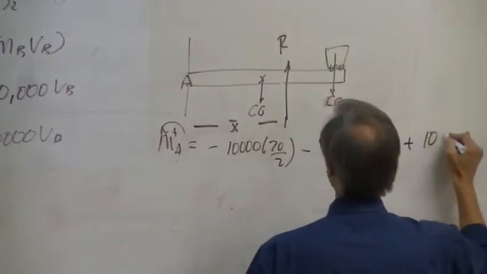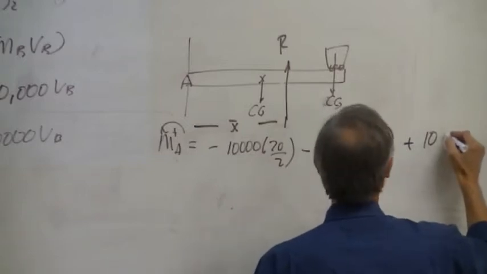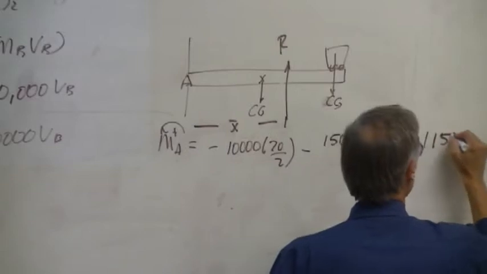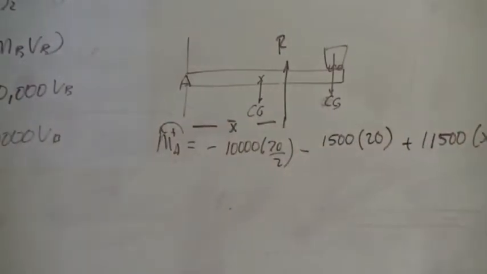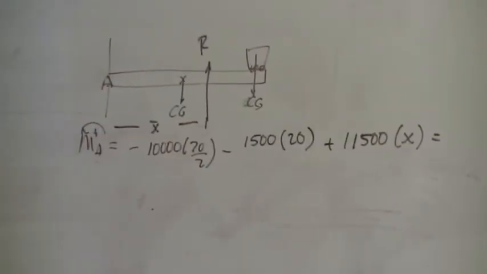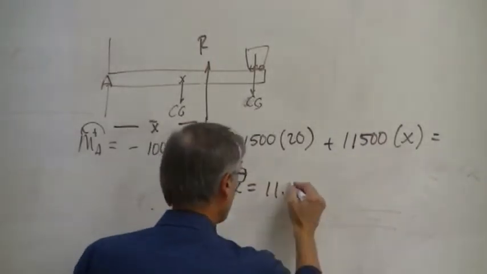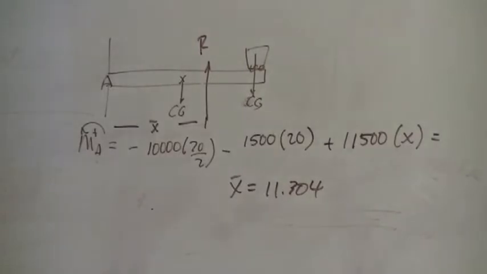Instead of putting the g's in here, I'll just use kilograms because it all works out the same. So this would be 1,550 times x bar. And we can find out what x bar is. That is the location of the center of gravity at the start. And so that x bar was equal to 11.304. So that's the location of the center of gravity at the beginning.